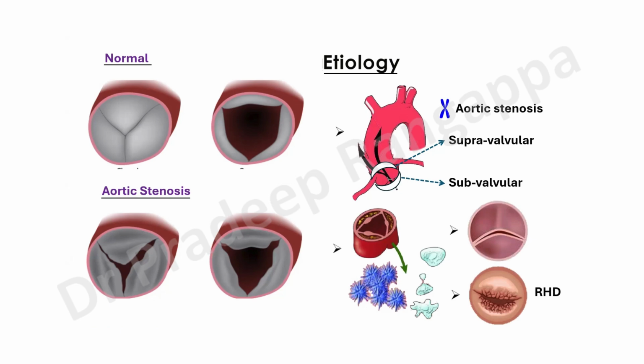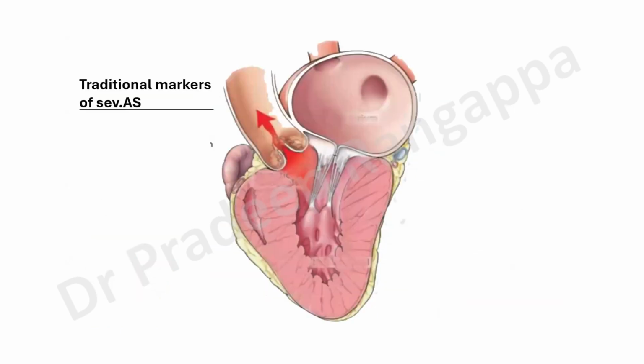So these are some of the common ones. The causes are not many. Mainly the degenerative and rheumatic heart disease is something we commonly see. And if someone has a bicuspid aortic valve, that tends to lead to aortic stenosis. So these are some of the common etiological factors.